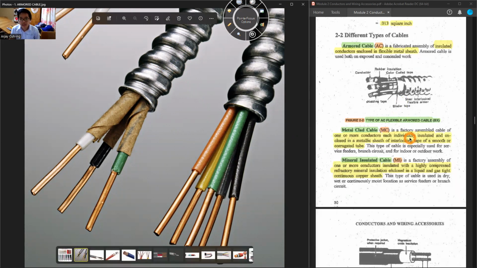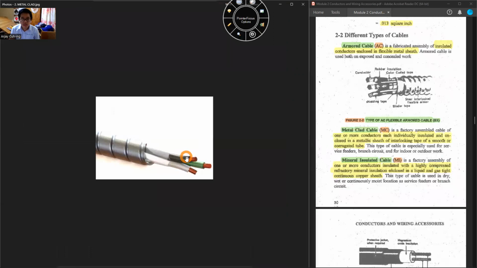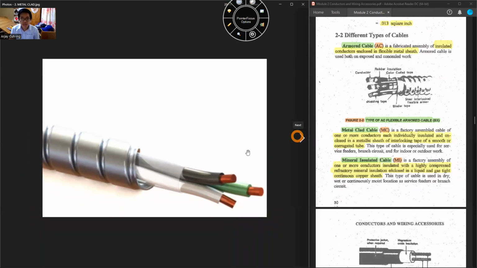Next we have the metal clad cable, or MC. It is a factory assembled cable of one or more conductors, each individually insulated and enclosed in a metallic sheet of interlocking tape of a smooth or corrugated tube. That is what I searched. In a way, it is similar to the armored cable. The casing is the same, an interlocking metal sheet, smooth or, this time, corrugated, which is what we have. So the metal clad cable is similar to the armored.